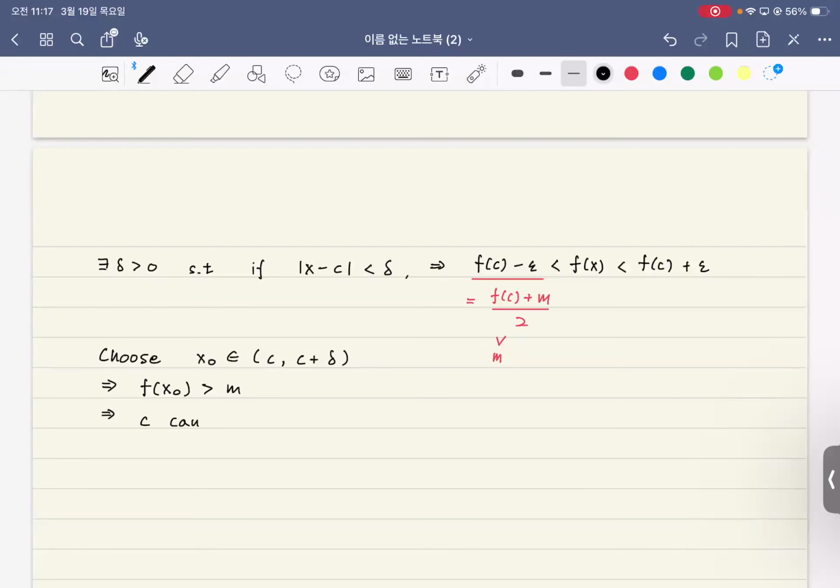So therefore, f of c must be equal to m, and this proves the intermediate value theorem.